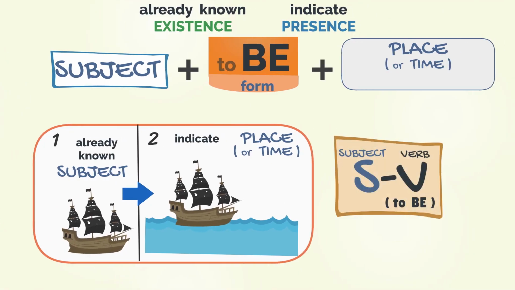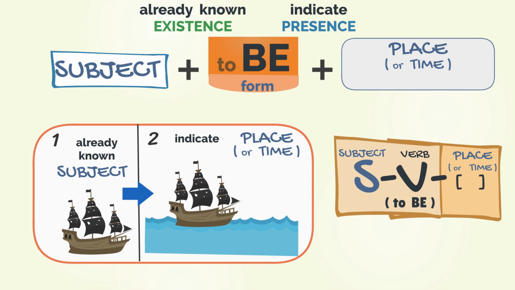In these cases, the normal word order is used. The subject is followed by the form of the verb to be. And the verb to be is followed by the indication of the place or time. Adverbs, or prepositional phrases, which act as adverbs.